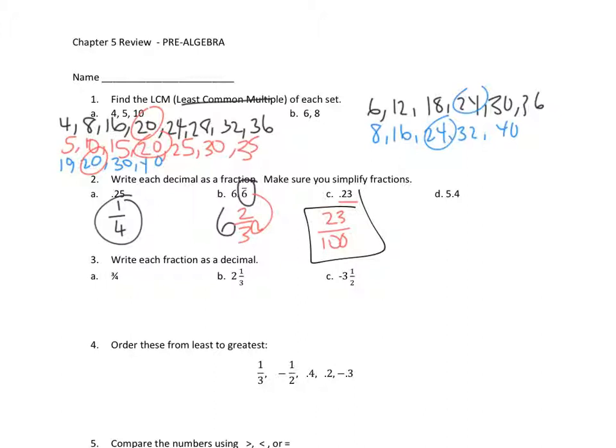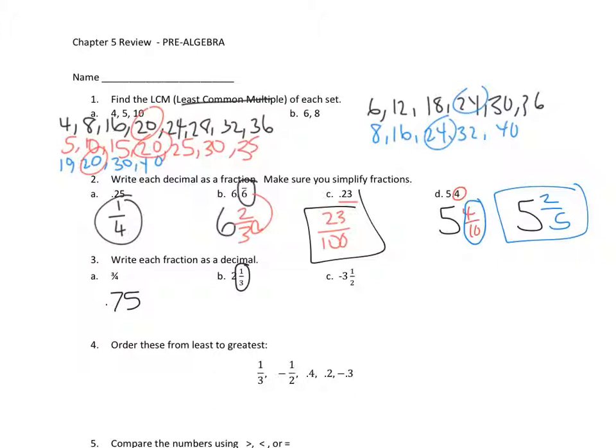And then D is 5, and then there's 1 decimal spot, 4/10. Okay, so on our quiz, people got marked wrong because they didn't reduce 4/10. So this is going to be 5 and 2/5 as your final answer. And then write each fraction as a decimal. 3/4 is 0.75. 2 and 1/3 is a 2, and 1/3 is 0.3 repeating. So make sure you put the repeating bar. And then C is -3, and then half is 0.5.